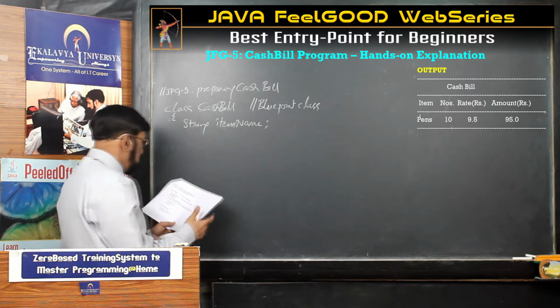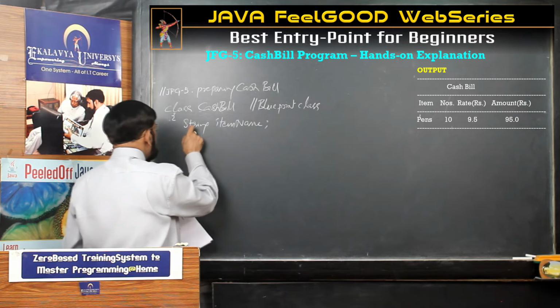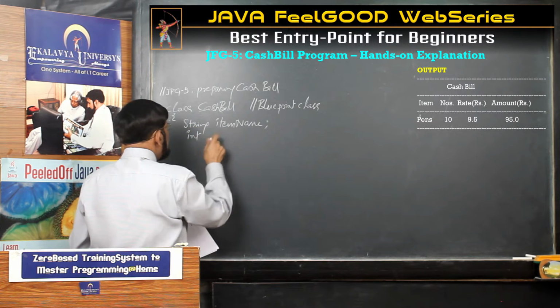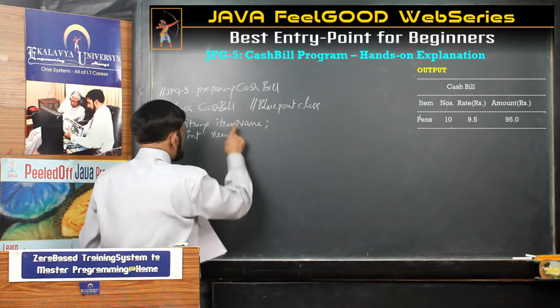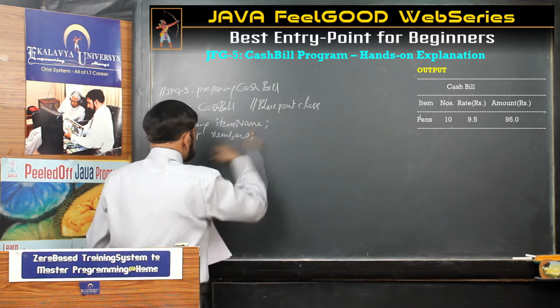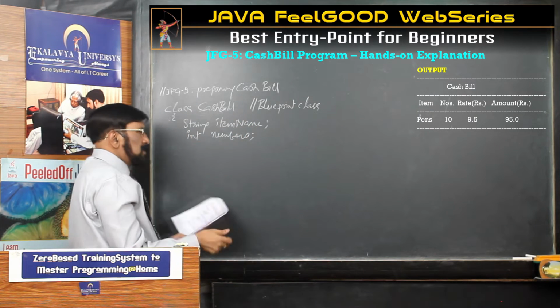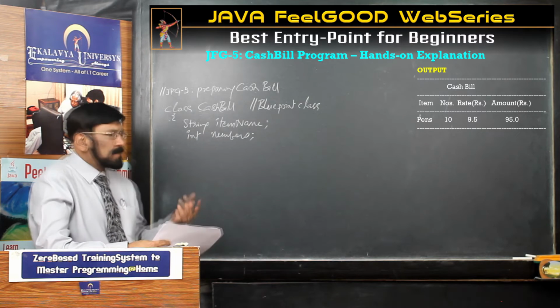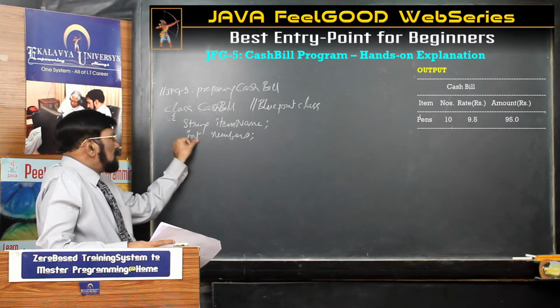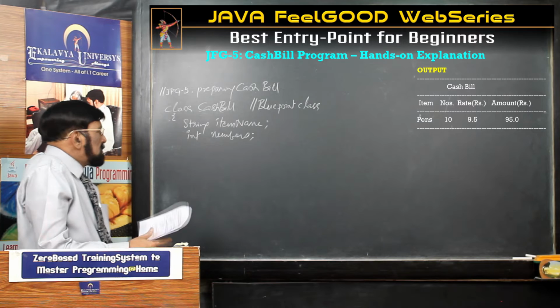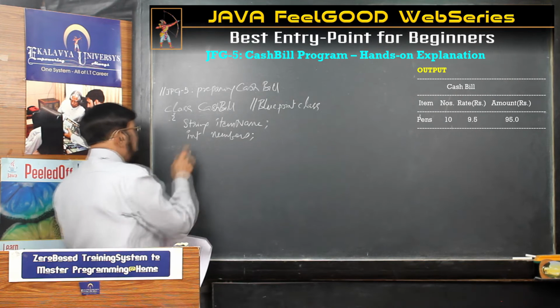Okay. Next, int numbers. Okay. Next, because numbers in this context we are taking a whole number. That's why we are taking as a int. Next one is a rate.